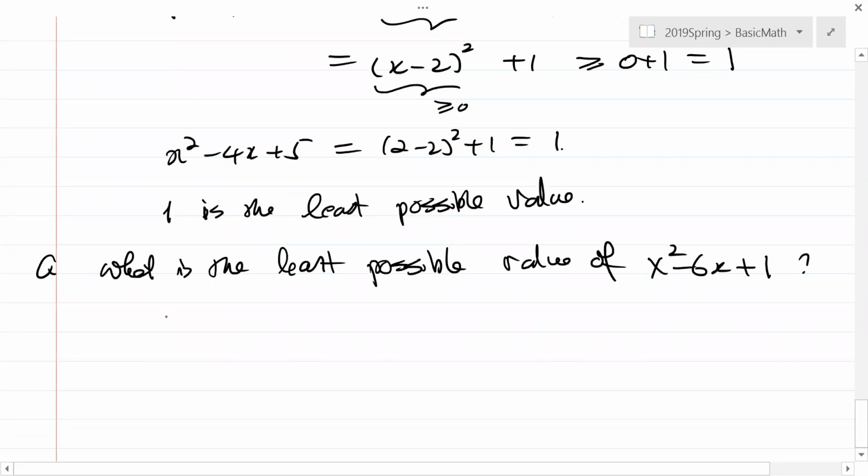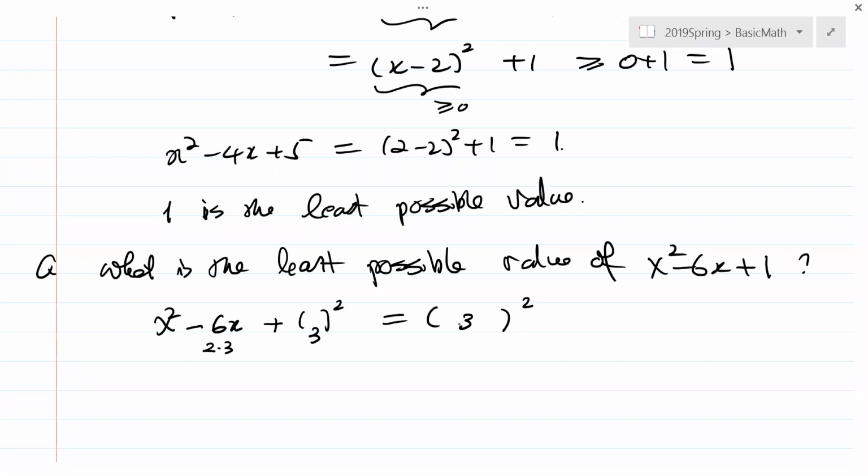Okay, so x squared minus 6x, right? You have to add something, and this is going to be something squared. So remember, 6 is 2 times 3, so this should be 3. That should be the whole thing. Yeah, it's x minus 3 here.